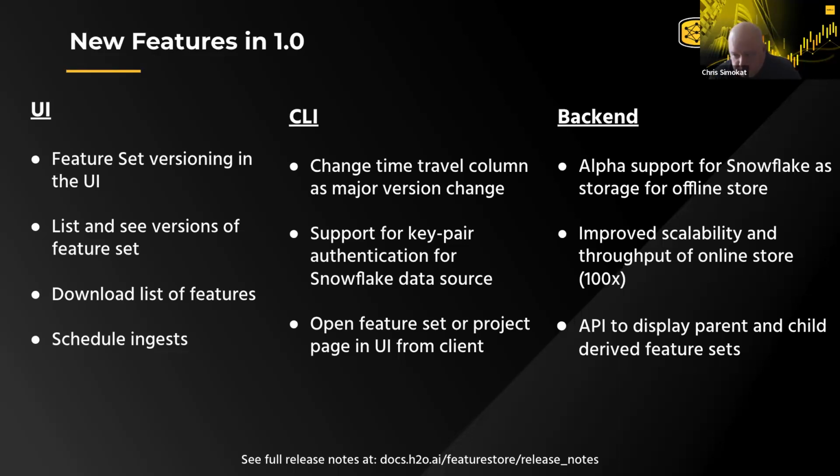We have also dramatically improved the scalability and throughput of the online feature store. Our internal benchmarking shows that in the latest version change, it's a 100x improvement. And then we introduced an API to display parent and child derived feature sets so that the lineage is a little bit easier to follow along. You can see our full release notes at the link below.